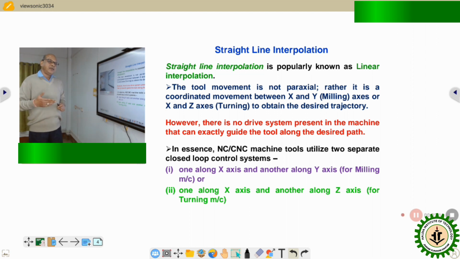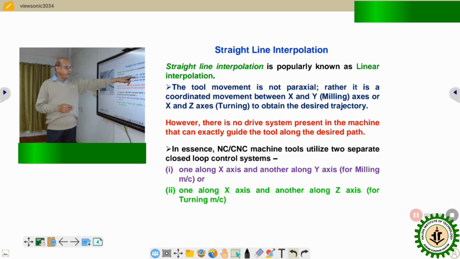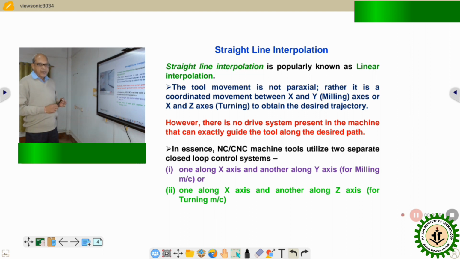Otherwise, a very good example would be a taper turning or a chamfering. Whenever we undertake a taper turning or chamfering in a turning center, it is a combinatorial motion between the X-axis and Z-axis. Similarly, whenever we undertake a milling operation on a plate and apply a triangular cut, then we ought to execute interpolation following the straight line interpolation in the XY plane. So that is why I have clearly written it is a coordinated movement between X and Y in case of milling, or X and Z axis in case of turning, to obtain the desired trajectory.